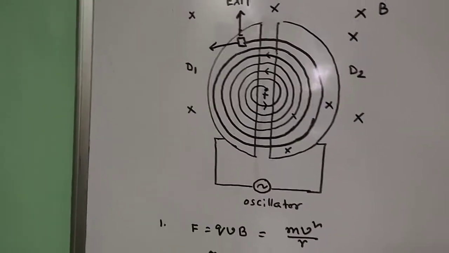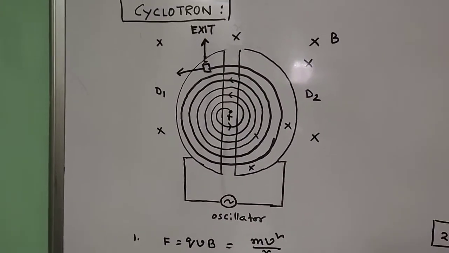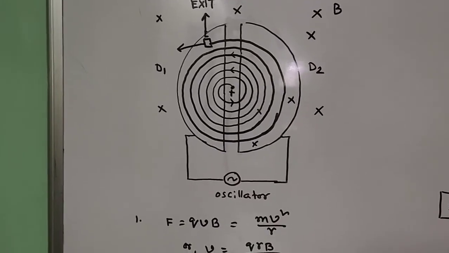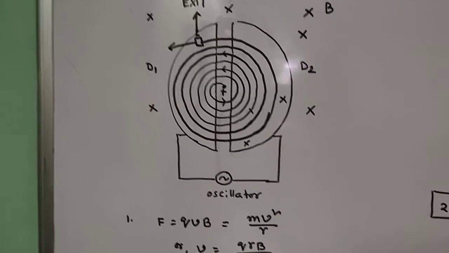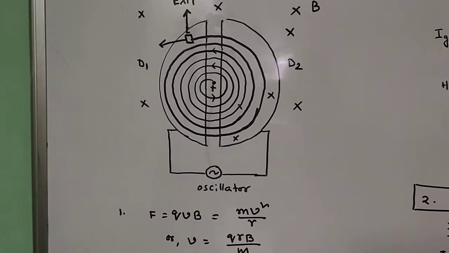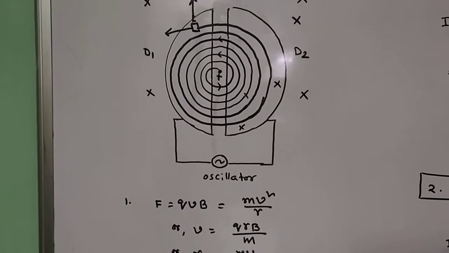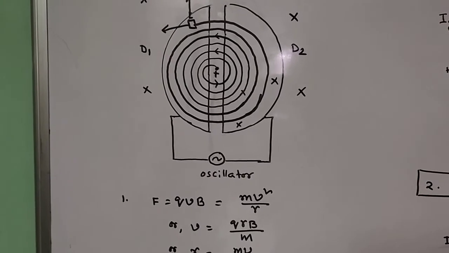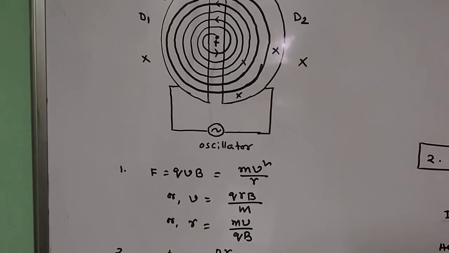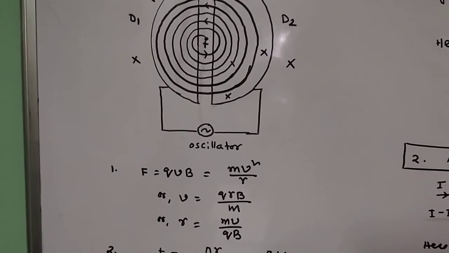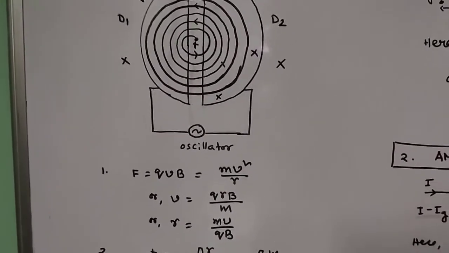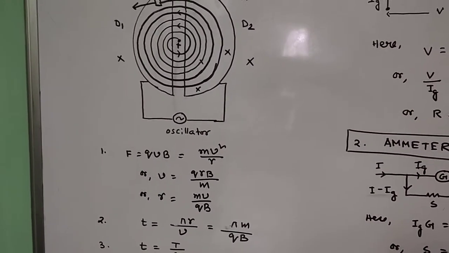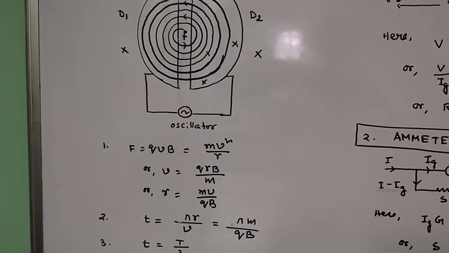So here you see the magnetic field is there, perpendicular into the plane, cross basically. So F equal to QvB, and mv square by r is the centripetal force, and r you can consider the mean radius, because so many circles are there. So v equal to qRB by m, so R equal to mv by qB. So mean radius we can define. Now the time to cover the semicircle is t equal to pi R by v, so R by v you can take as pi m by qB.